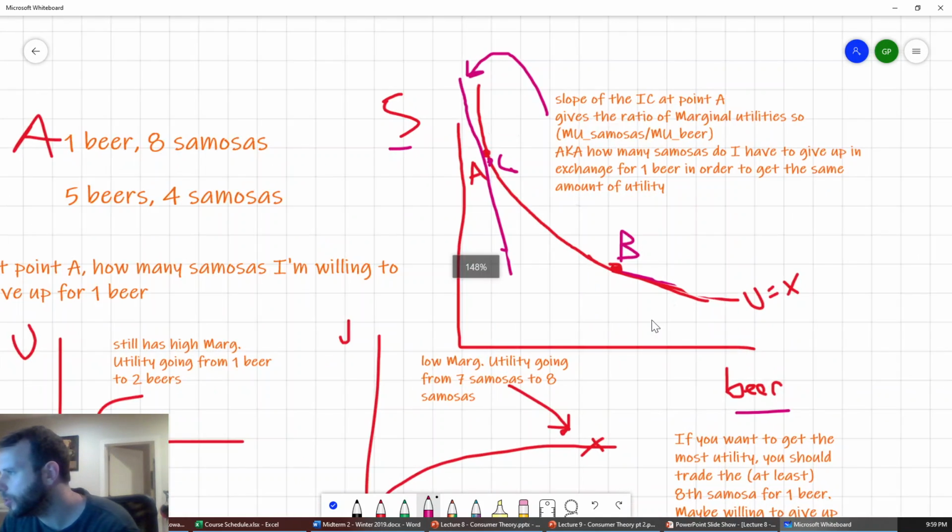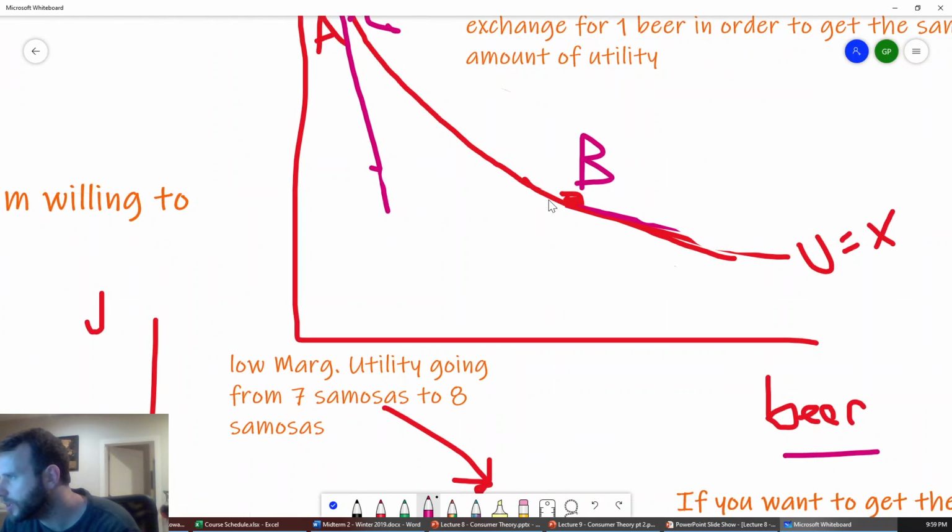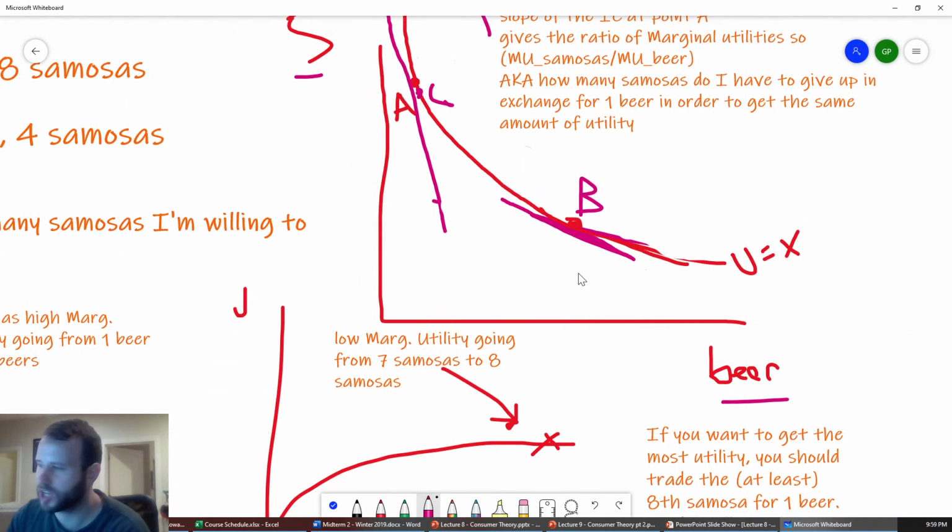Your slope at this point is going to look like this. Okay. And that's the infinitesimal change, the very small change needed to go from B to a very close point, like B plus 0.0001 beers minus 0.002 samosas or something like that. Okay. But at this point here, this is the rate of samosas you're willing to give up for one beer.